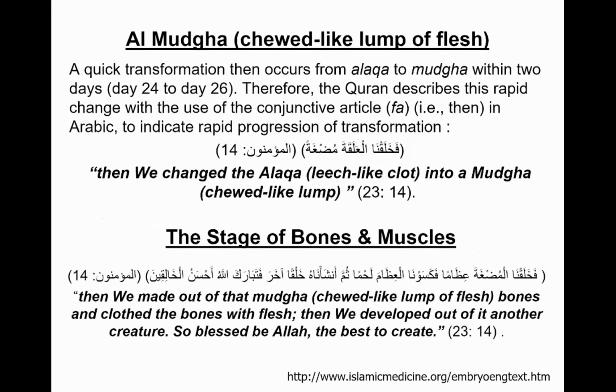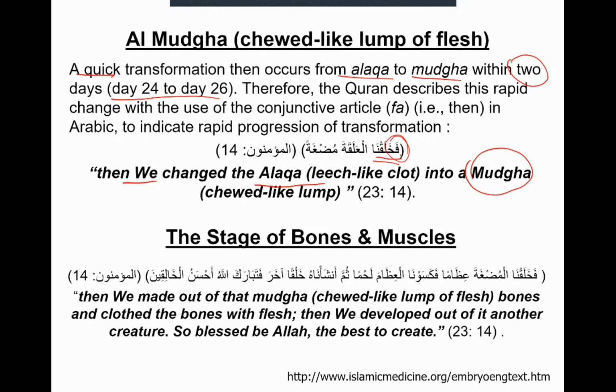So next, in the next ayat, fa khalaqnal alaqata mudghah. Then we changed the alaqah into mudghah, a lump of flesh. A quick transformation occurs from alaqah to mudghah, within 2 days, day 24 to day 26 after fertilization. It means the process is fast, from a clot of blood to a lump of flesh in a short period, compared with nutfah to alaqah. That's why the Quran uses the conjunction fa instead of thumma.